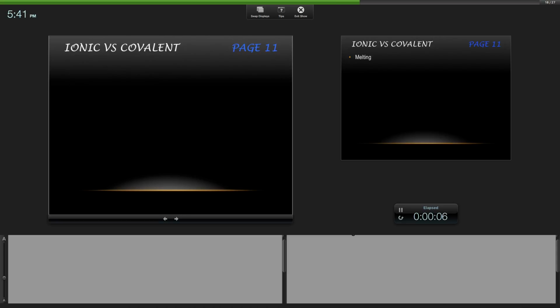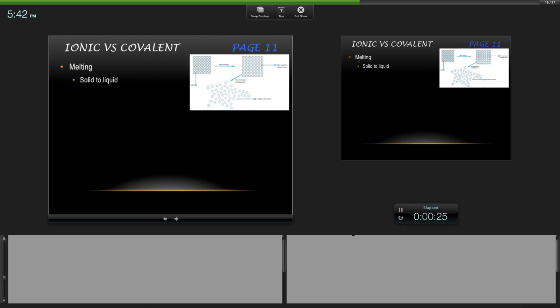All right, so you know a lot about liquids and gases. What we're going to talk about next is how we get from liquids to gases, liquids to solids, and how we get from solids to liquids. We're going to talk about melting. The first thing I want to do is review what melting is. Melting is when you go from a solid to a liquid.